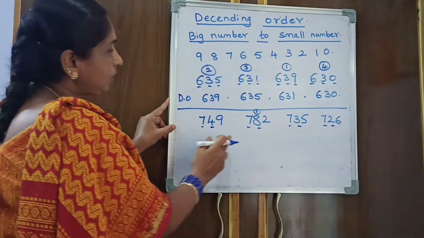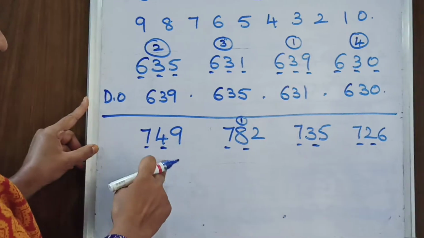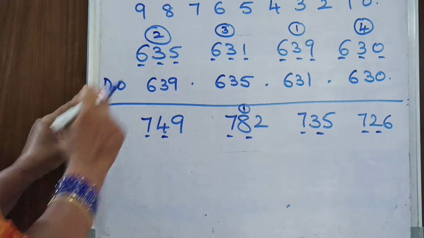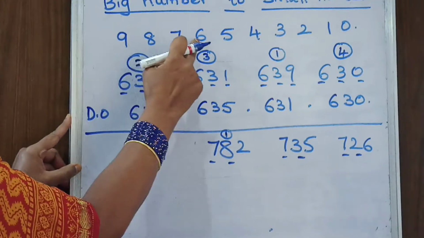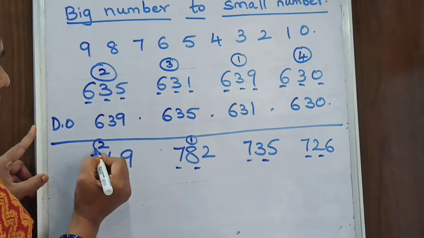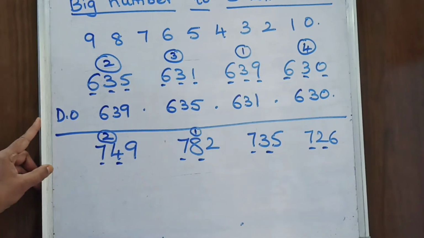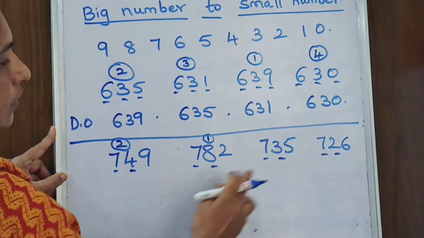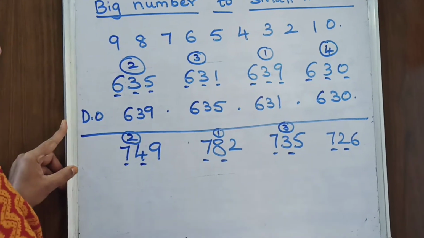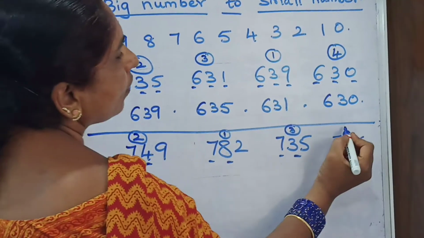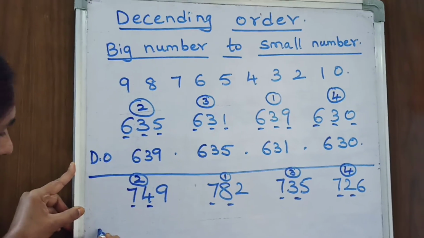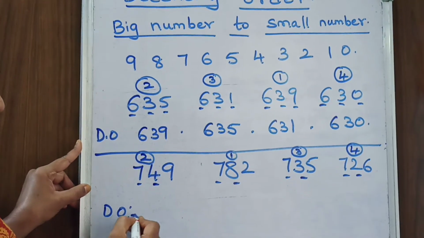782. And which is the next biggest number? 4, 3, 2. See here. 4 is the next biggest number. Here 8 after 7, 6, 5, 4 is the next biggest number. So circle 2 above 749. Afterwards 735. 3 above 735. And here last one is 2. So circle 4 above 726. So DO, descending order.